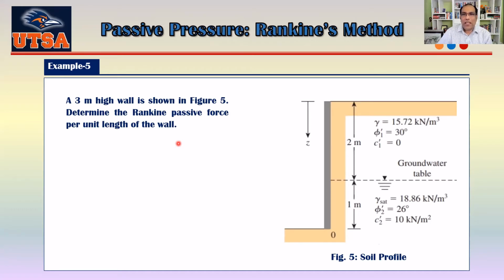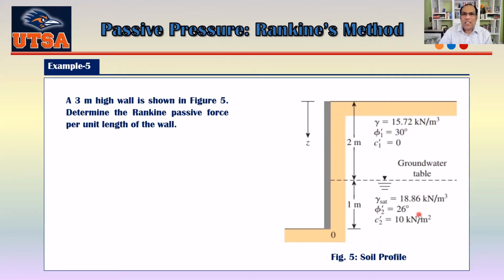Okay, now you can see here that this is a vertical wall, and the ground surface is flat, and you have two different types of soils here. One is sand, which has phi of 30° and cohesion 0. The other one is a C-phi soil, meaning this one has phi as well as C. So your phi prime is 26° and C2 prime is 10 kilonewton per meter.